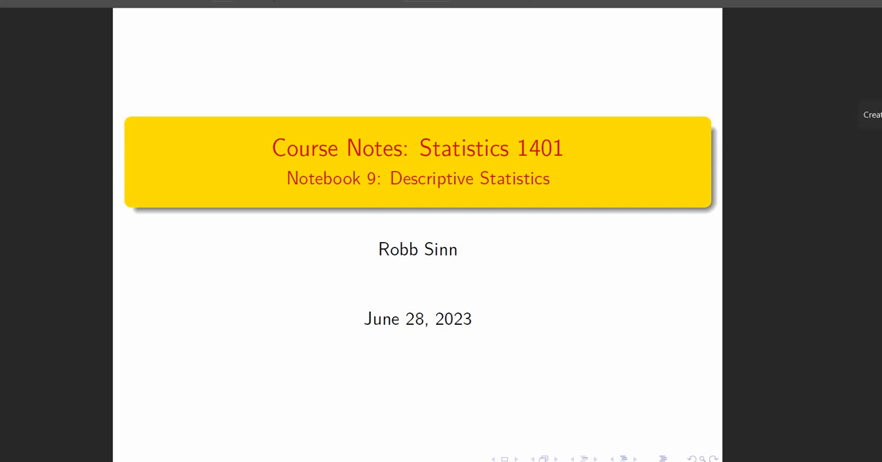Today we're going to start talking about descriptive statistics. And what's that? Descriptive statistics are things we can calculate from a list of numbers that tell us something about the data, like the average is a descriptive statistic, the median, the max, the min, the percentiles, for example, the 10th percentile. These are all descriptives that help us describe the data.